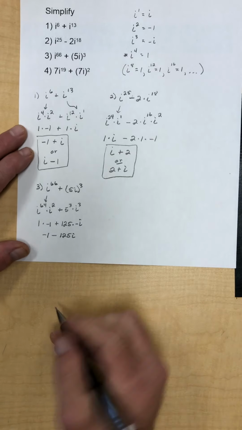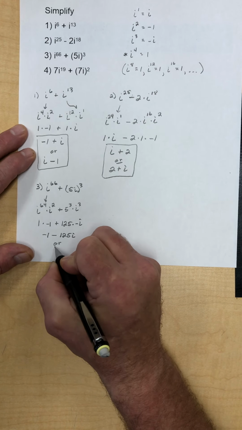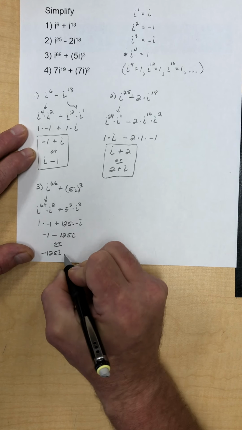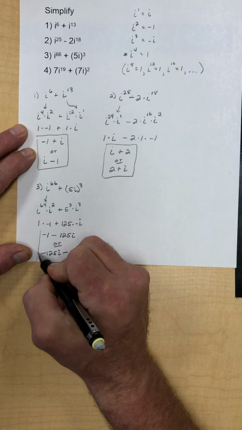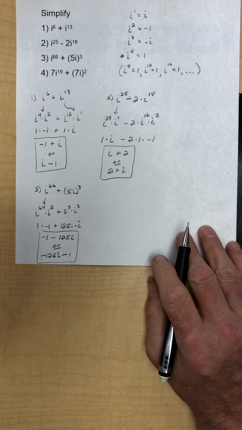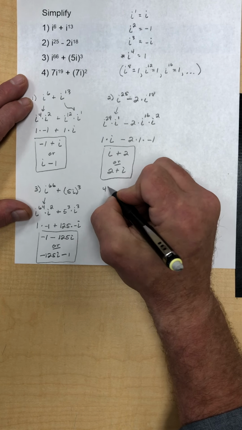Okay, so you could write it like that, negative 1 minus 125i, or you could switch the order and say negative 125i minus 1. So either one of those is good. Okay, so far so good. All right, let's take this fourth one.